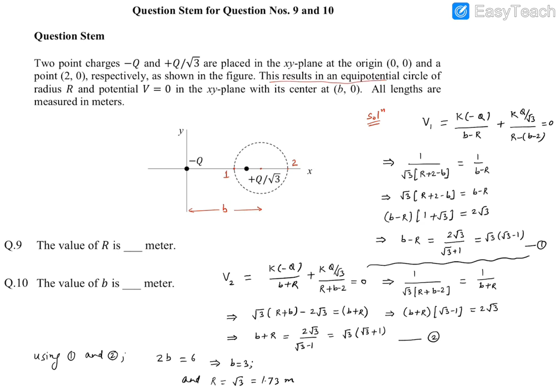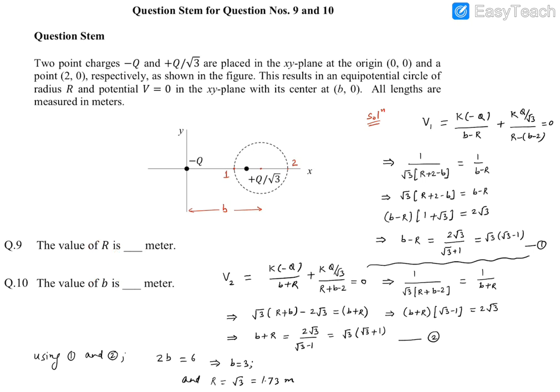This results in an equipotential circle of radius r, whose potential is 0 and whose center is (b, 0). All lengths are measured in meters. We need to find the unknown r and unknown b.